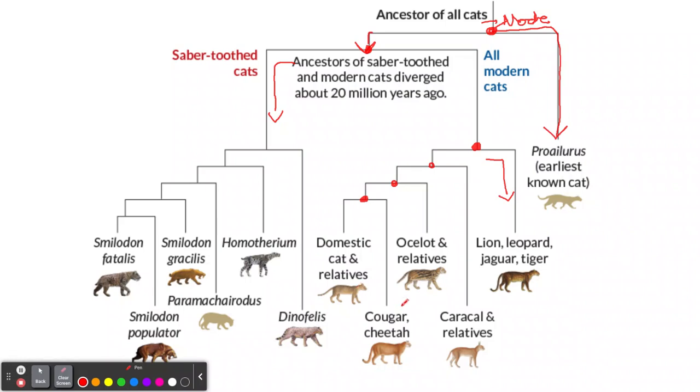If you look at this also, you can notice that domestic cats, our little house cats here, if you look at where the cougar and the cheetah are, they have a closer ancestor than the big cats. So they're related more. The cougar, the cheetah, and the domestic cats are related more than the lion and the leopard. You can see they have a closer ancestor.